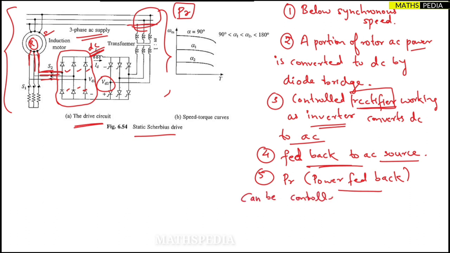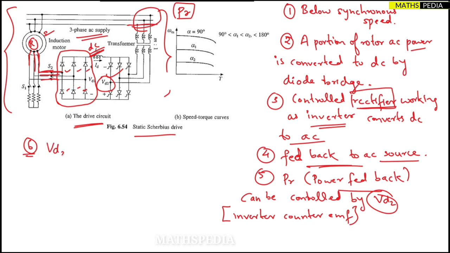So this PR, the power feedback, can be controlled by VD2, which is nothing but the inverter counter EMF. That also you can specify. Let me go to the sixth point. In order to control VD2, the inverter counter EMF, it can be controlled by the inverter firing angle, the angle at which we have to fire the thyristors used over here. So VD2 can be controlled by the inverter firing angle. This is the sixth point.